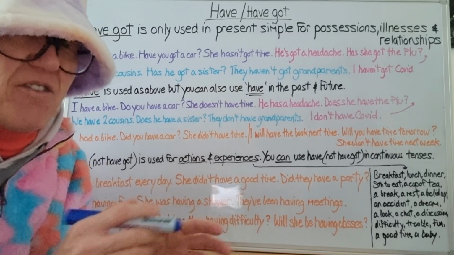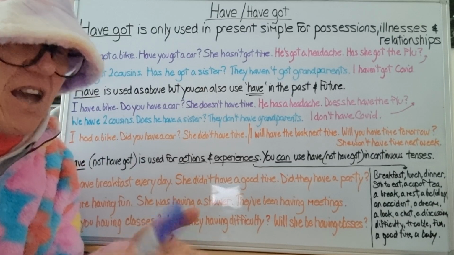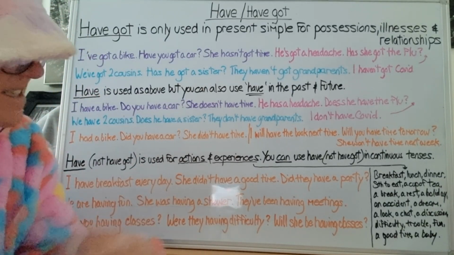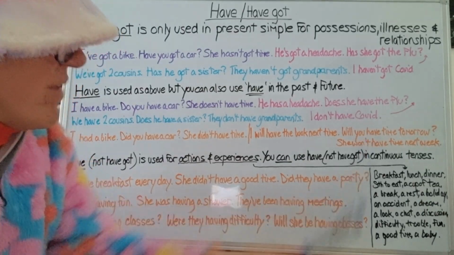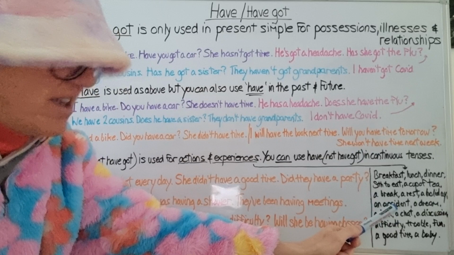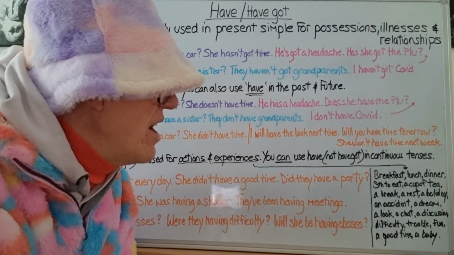You can use have. And as long as you know the conjugations, did you have, do you have, does she have, okay, she didn't have, I didn't have. Now, I've made a list here of some actions and experiences, and you can have a look at that. You can pause the video. I'll tell you what they are.